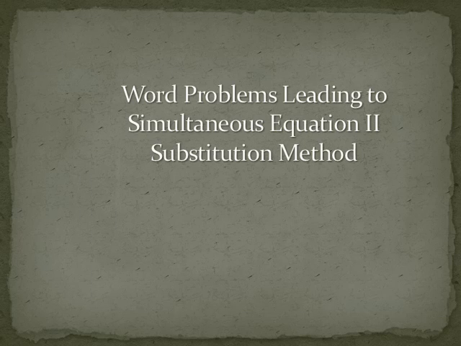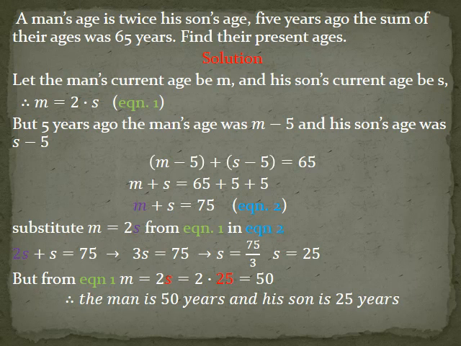In this video, we'll see how simultaneous equations can be applied to real-life problems, as in the one that follows. In this question, we're told that a man's age is twice his son's age, and that 5 years ago, the sum of their ages was 65 years, and we're asked to find their present ages. So what we do is we extract information from this question and form two equations that we can work with.